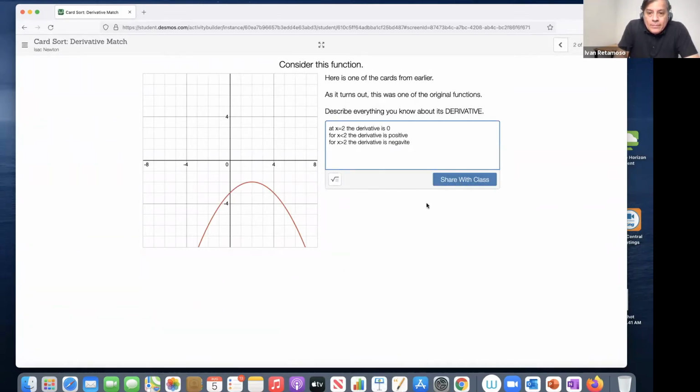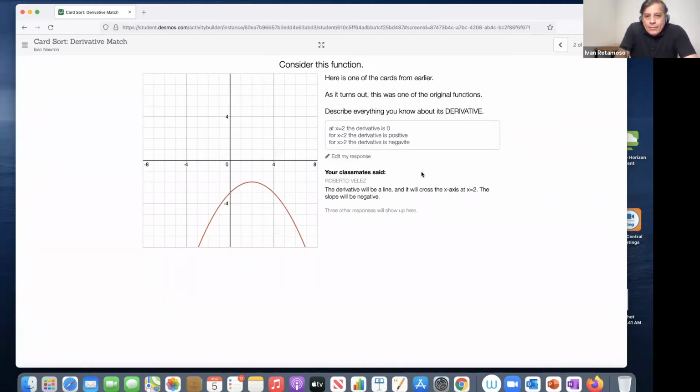And now what is important, as we explained right before, is to share with class. So click there when you go through this, and then you will see what I did, but also what other classmates did. Roberto Vélez went through the challenges. The derivative will cross the x-axis at x equal 2. That's also so good, right? When you graph this derivative, it will be positive here, and negative here, and will cross. Yeah, that's good. And then after that will be negative. Very good explanation too. Or you can write something like this. It's up to you. All right, that was for this parabola.